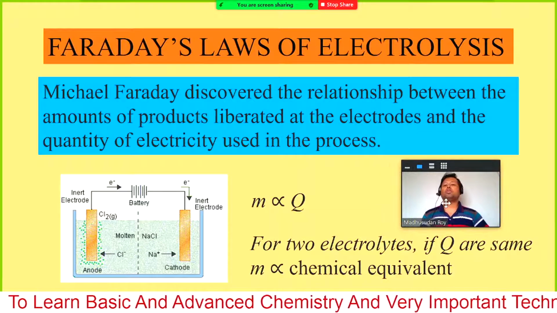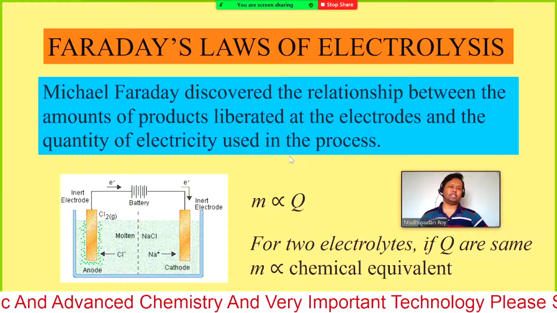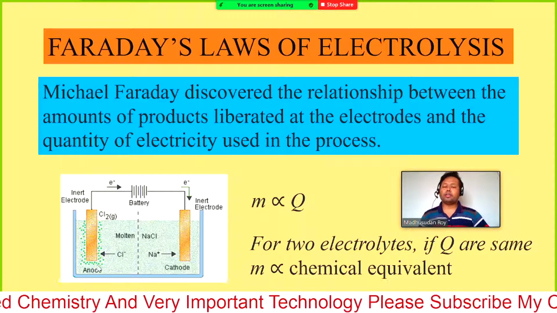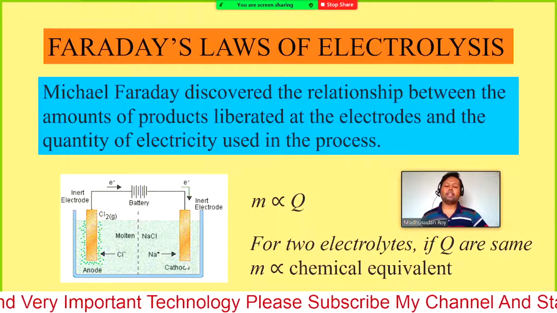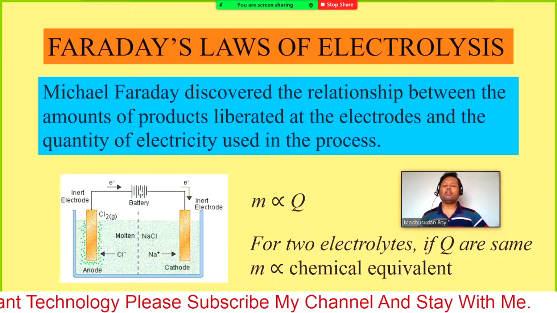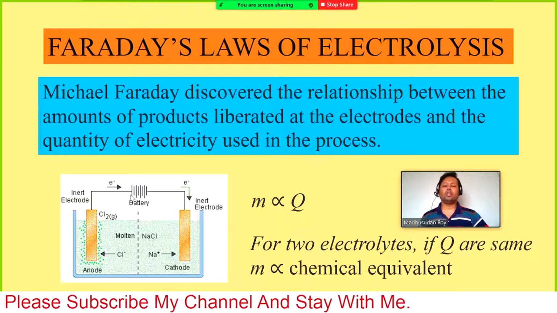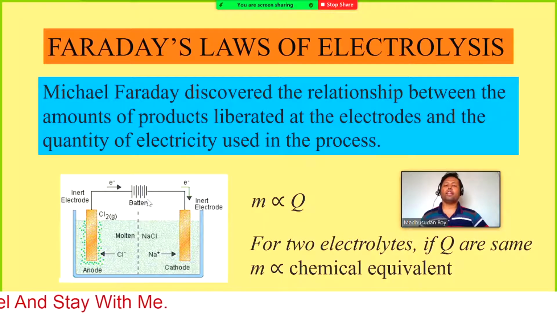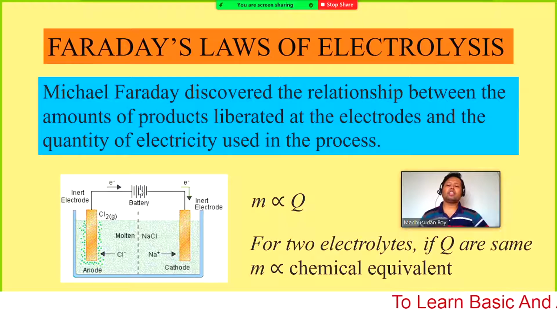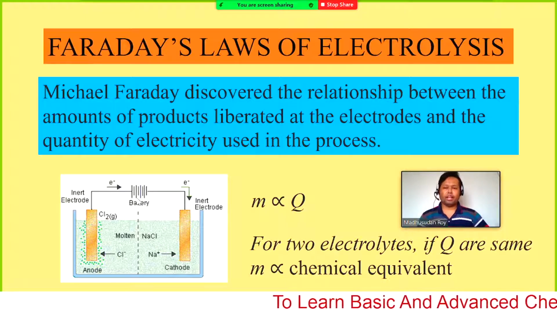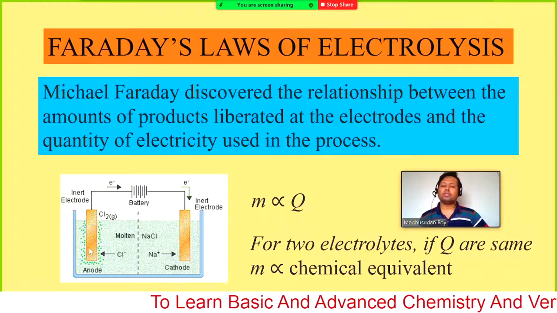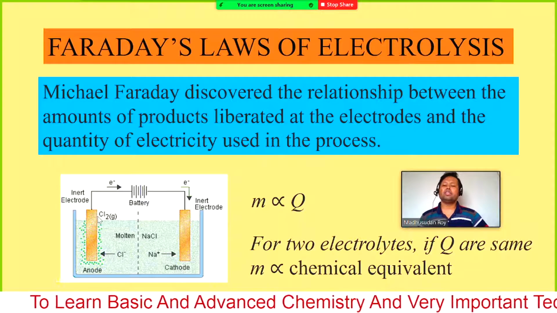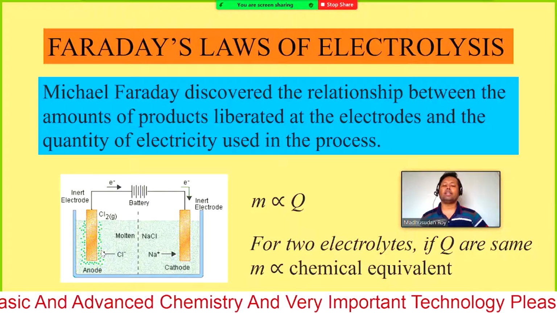Now we will learn about Faraday's laws of electrolysis. Here you can see an electrolytic cell. Here we have given some electricity from the source. This is our battery, a combination of many cells, or you can apply electricity directly from the electric line. So that is the source of some energy.